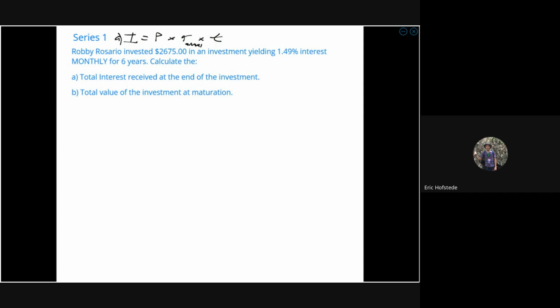There's a bit of a wordy section to part B where they're asking for the total value at maturation. We are going to call that our return on investment, ROI. And that is simply your interest that you calculate using PRT plus your principal, which is the initial amount that you invest. So between these two equations, you should be able to solve all the series questions that we're doing today.